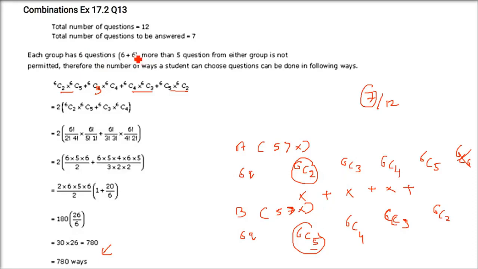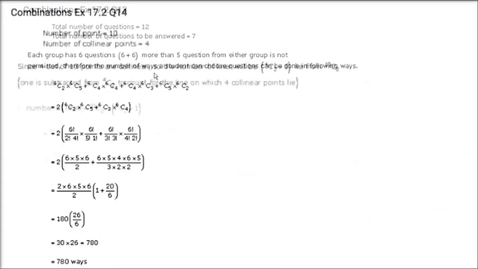6 questions, right? 12 questions. More than 5 questions from either group is not permitted. Then 3, 4, 4, 3, 5, 2. I hope you got the idea. These 2 are exactly similar, right? This one also similar. Just you can make 2, and this will be 780.